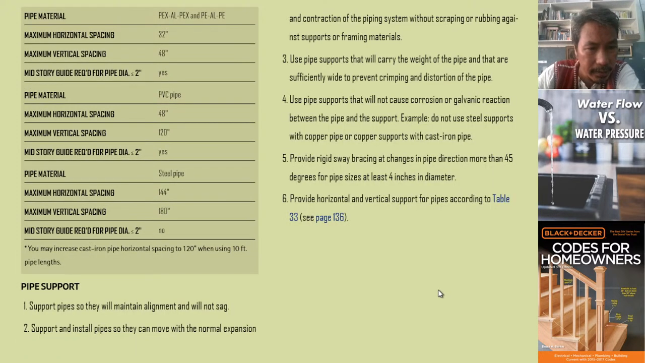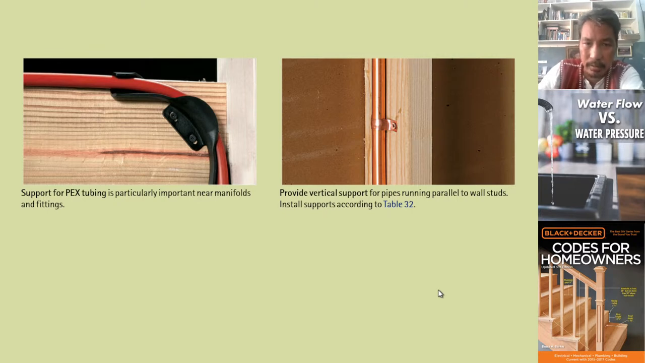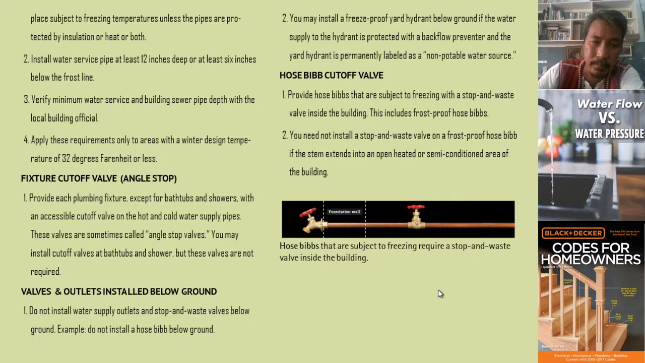And then we introduced how to install them: the use of hangers, the use of supports, and different types of material support. And the procedures and important concepts that must be understood for each activity, for example protecting pipes from corrosion, fixture cutoff valves, outlet installation below ground, and hose bib cutoff valves.